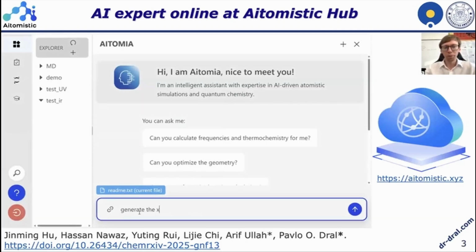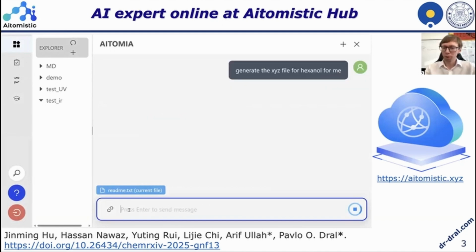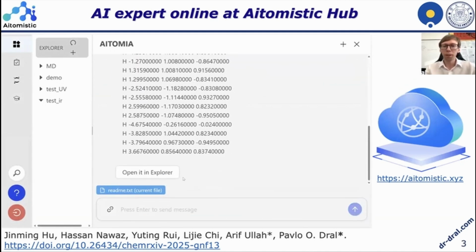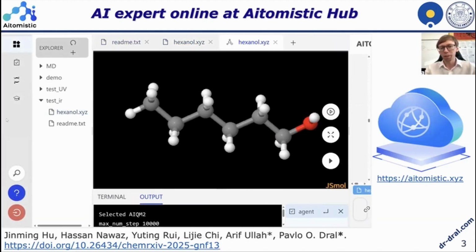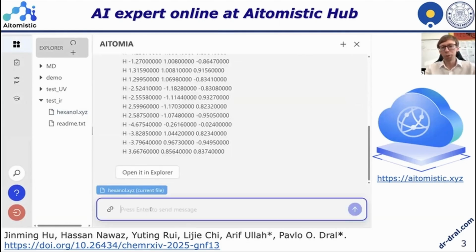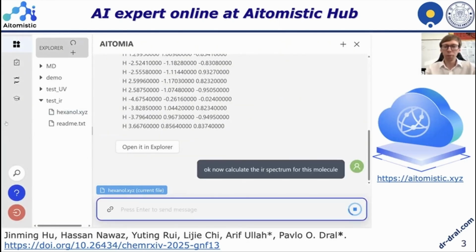Here is the video of how we do it on our online platform, which you can also play with. So here we ask it to generate an XYZ structure of a hexagonal molecule, and it's all integrated with a nice GUI. So you can open the structure once it's generated without human input. And so you don't need to prepare XYZ coordinates anymore for simple molecules. And so now you ask it to calculate the infrared spectrum of this molecule.